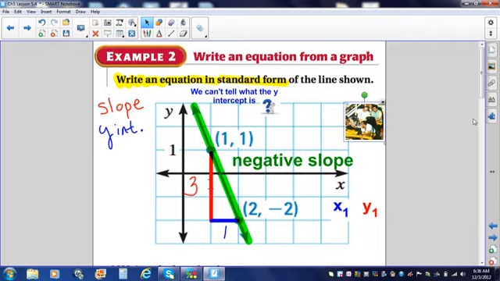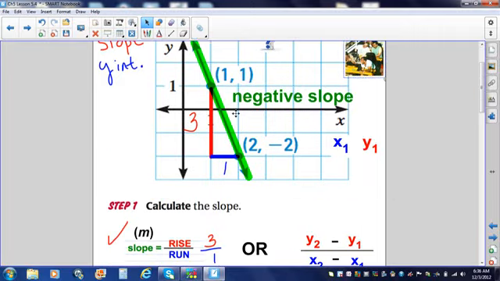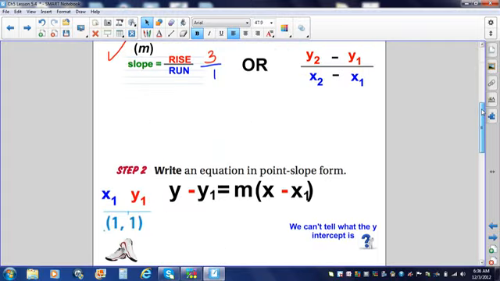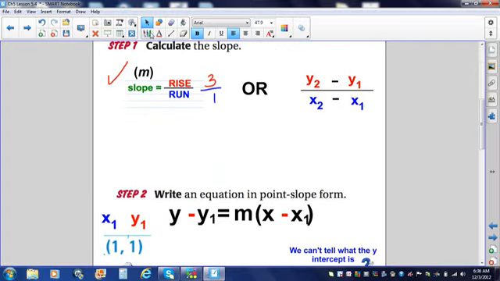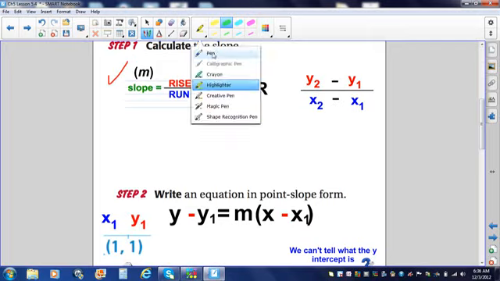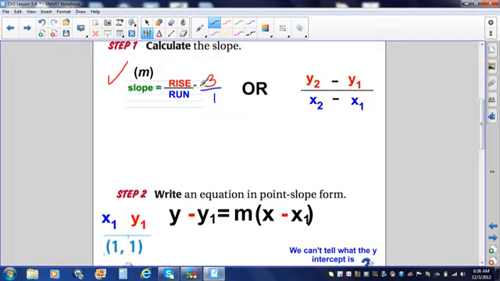That is a negative slope, definitely a negative slope. So you should draw yourself a reminder on your paper that this is a negative slope. So we will say 3 over 1, which is going to be negative, or we can say -3 is our slope.